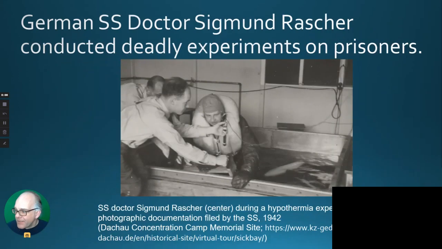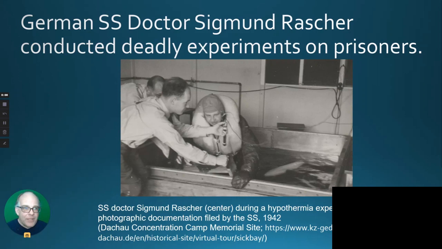Taking a look at our second example, if von Braun is the good, German SS doctor Sigmund Rascher is going to be an example of bad. He conducted deadly experiments on prisoners. He did things like looking at the effects of altitude. So he would use an Air Force pressure chamber, put prisoners in it, and expose them to low levels of oxygen as if to simulate what a pilot would be exposed to.